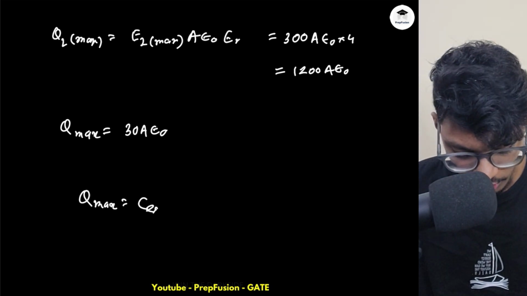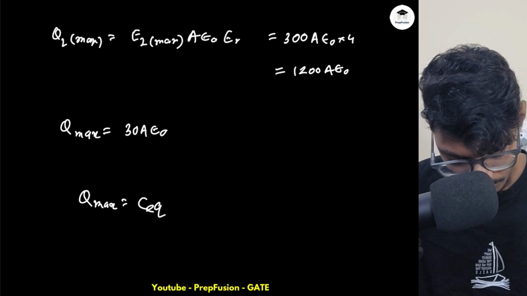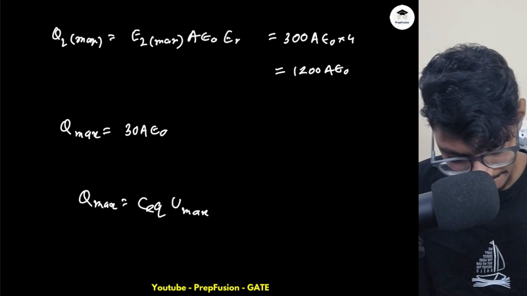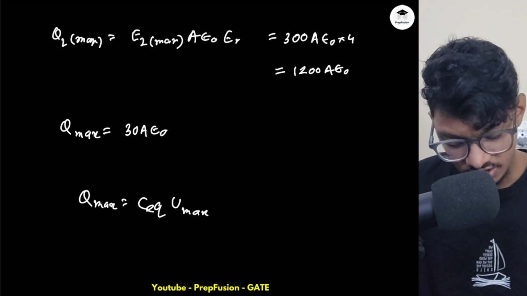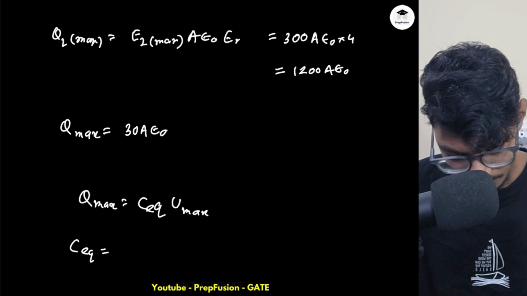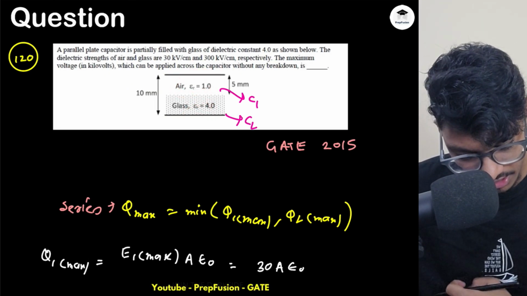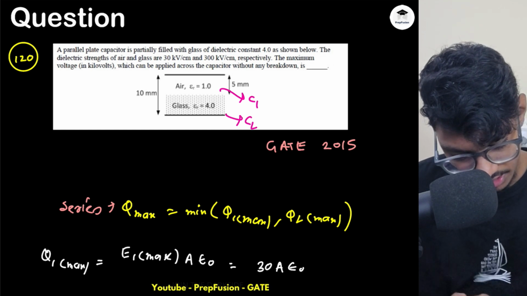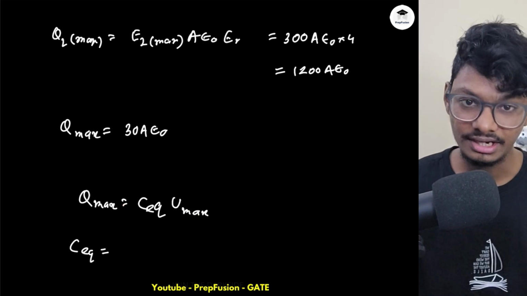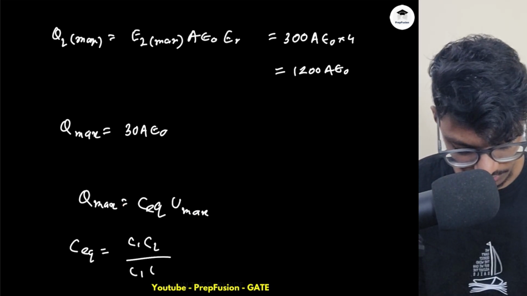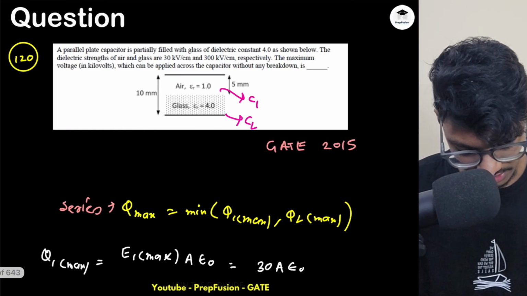Q max equals C equivalent into V max. Correct. So what is C equivalent basically? C equivalent is the equivalent of these two. How are these two connected? These two are actually connected in series. Now as they are connected in series, it will be C1 C2 divided by C1 plus C2. So what will be the series combination?